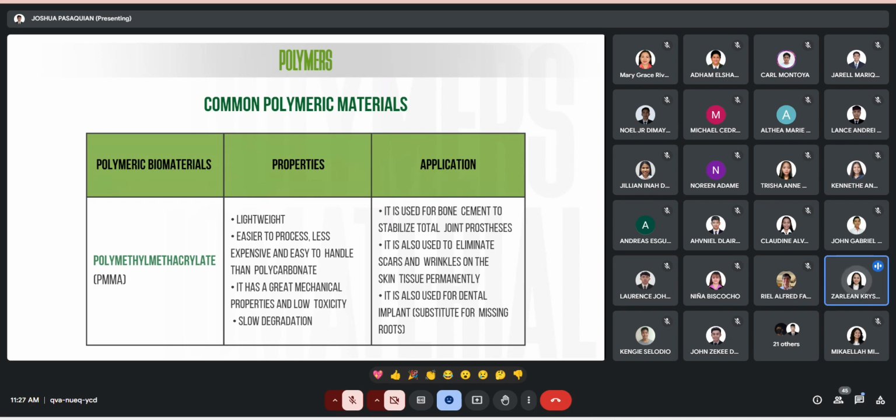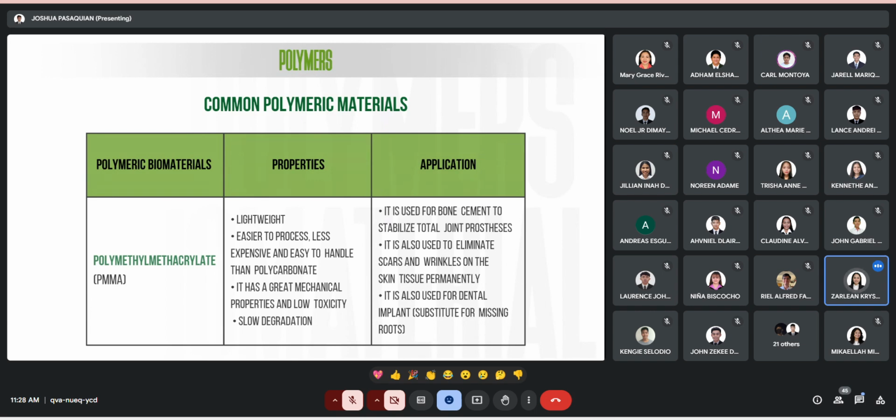The next polymeric material is polymethyl methacrylate or PMMA. As you can see, it has great mechanical properties and low toxicity. According to the study of Lloyd et al., 2001, due to its excellent bio and hemocompatibility and ease of manipulation, PMMA is used in many medical devices including blood pumps and dialysers.